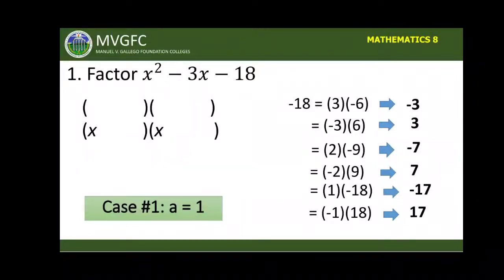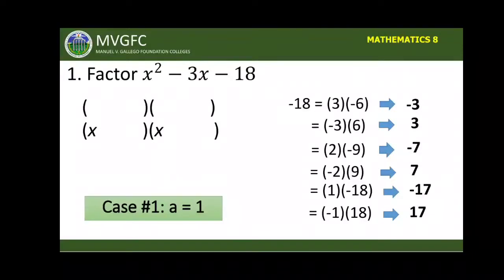And we have negative 2 times 9. When you multiply, that is negative 18. But when you add, that is positive 7. Another example, 1 times negative 18. That is negative 18. However, when you add those integers, that is equivalent to negative 17. And lastly, we have negative 1 times 18, which is also negative 18. But when you add negative 1 and 18, the result will be 17.